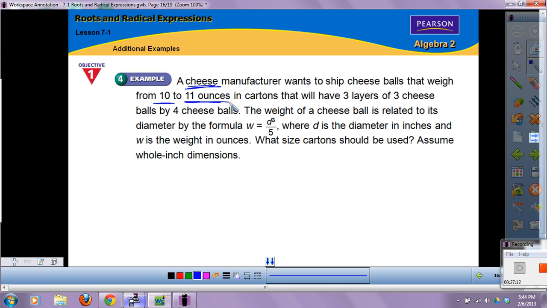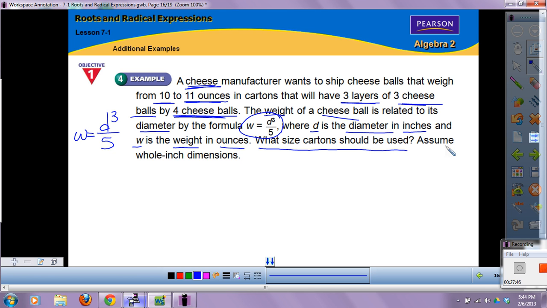That's important. In cartons that will have 3 layers of 3 cheese balls by 4 cheese balls. The weight of a cheese ball is related to its diameter by the formula, that's important, W equals D cubed divided by 5. So the weight equals the diameter cubed divided by 5, where D is the diameter in inches and W is the weight in ounces. What size carton should be used?